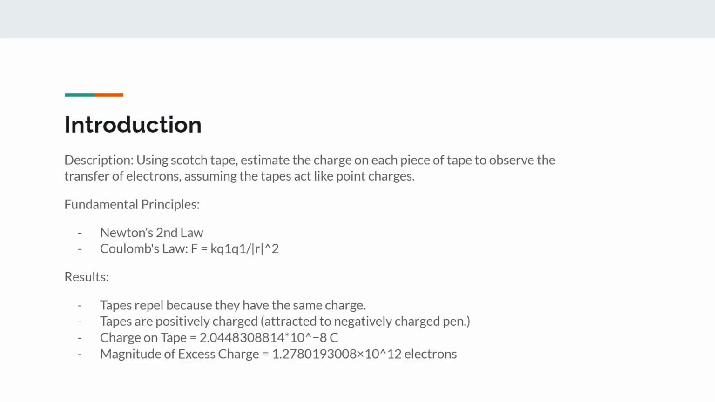So for an intro, we use Scotch tape to determine the charge on each piece of tape to observe the transfer of electrons, and we assume that the tapes are acting like point charges. We use Newton's second law and Coulomb's law for this, for the force of gravity and the force of an electric field.